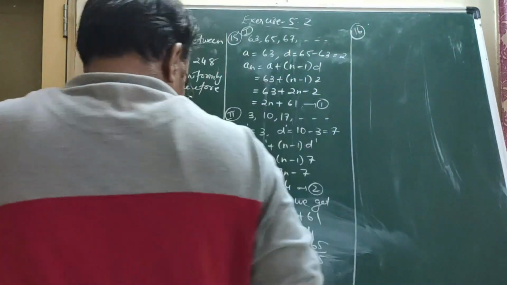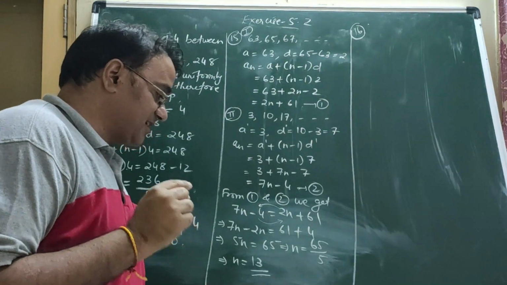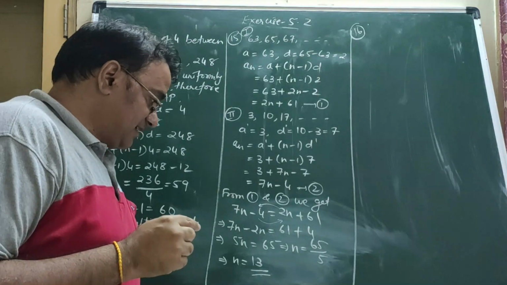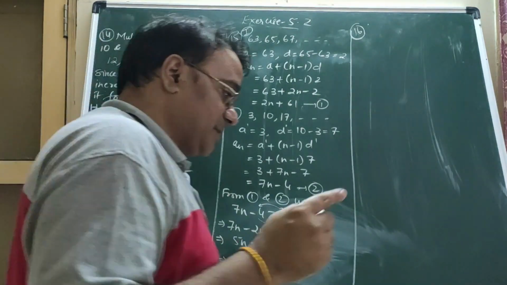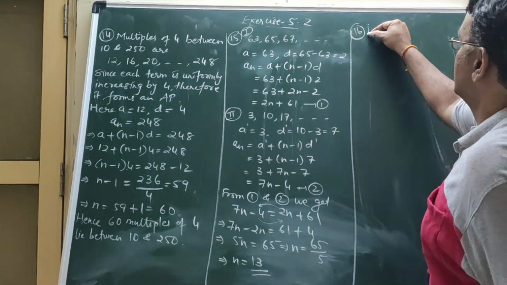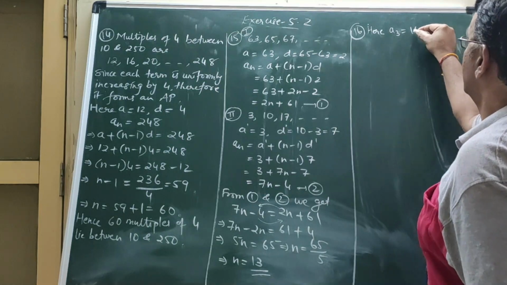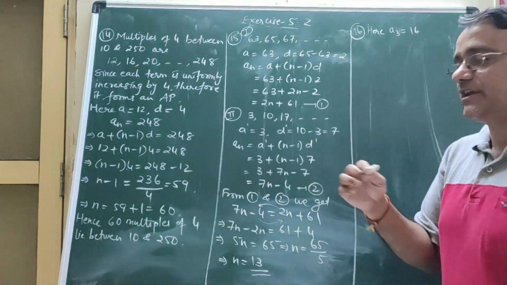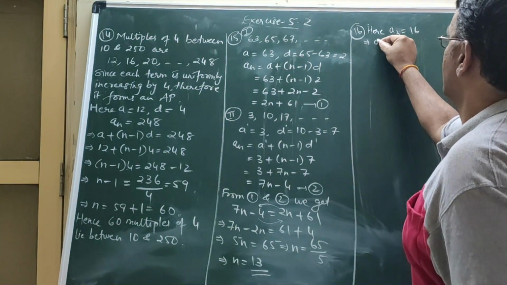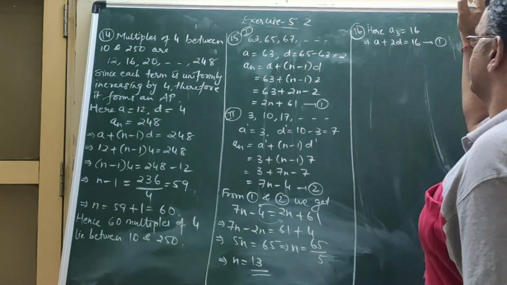Question number 16: determine the AP whose third term is 16 and seventh term exceeds the fifth term by 12. So first, the third term is given, that we are going to write. Third term is 16. So A3 को कैसे लिखेंगे? A plus 2D. A plus 2D is equal to 16. This is our first equation.